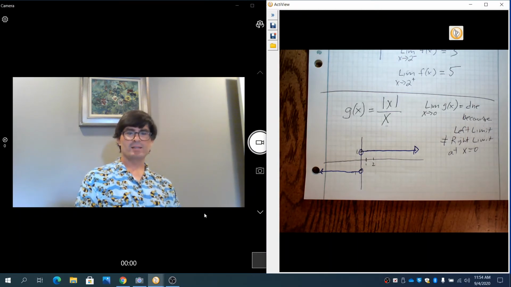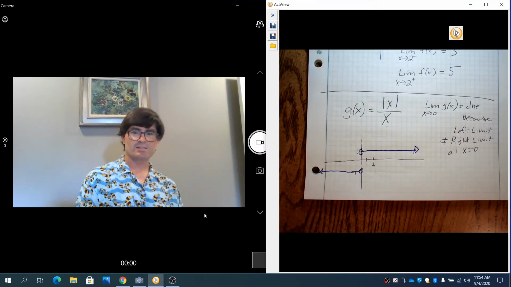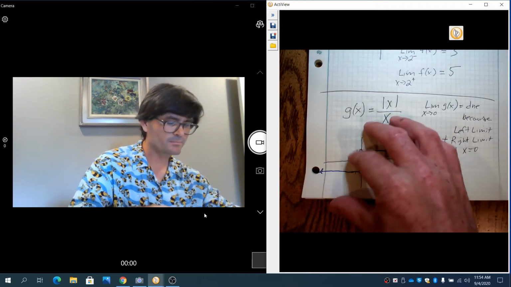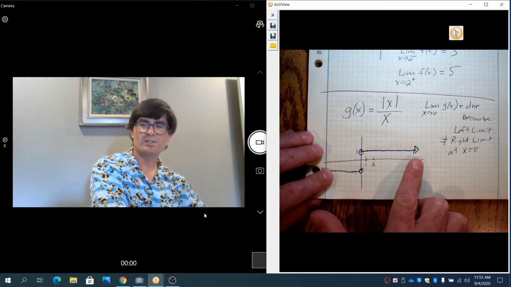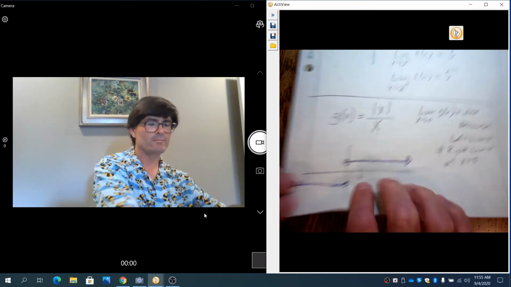So the last reason the limit doesn't exist is called uncontrolled oscillation. Also remember that any other point on this function g has a limit that's defined.